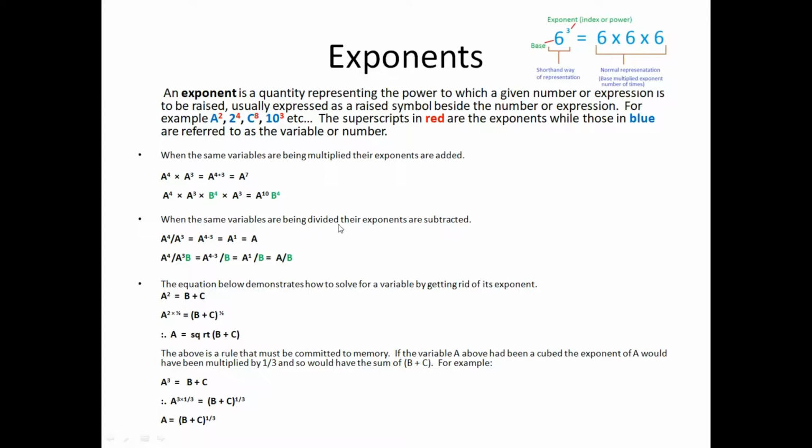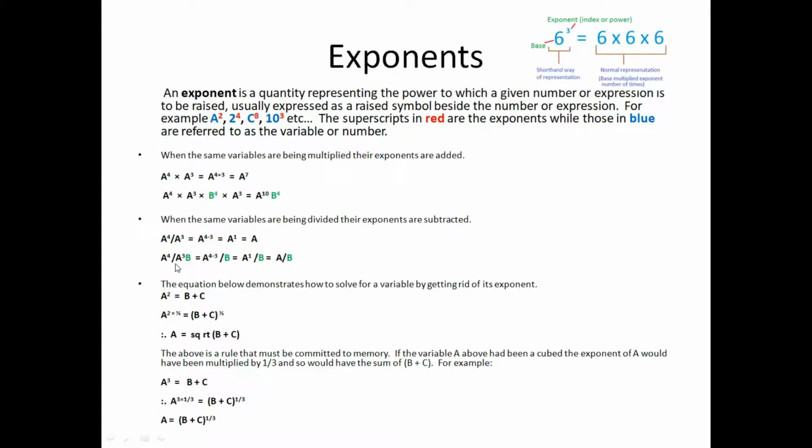When the same variables are being divided, their exponents are subtracted. So here we have a to the 4th divided by a to the 3rd, which is equal to a to the 4th minus 3, equal to a to the 1. Anything to the 1 power brings back the same variable.